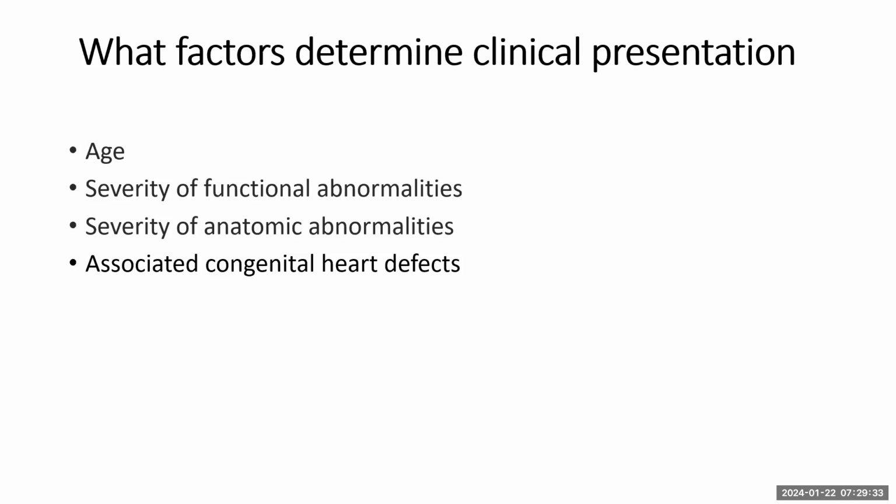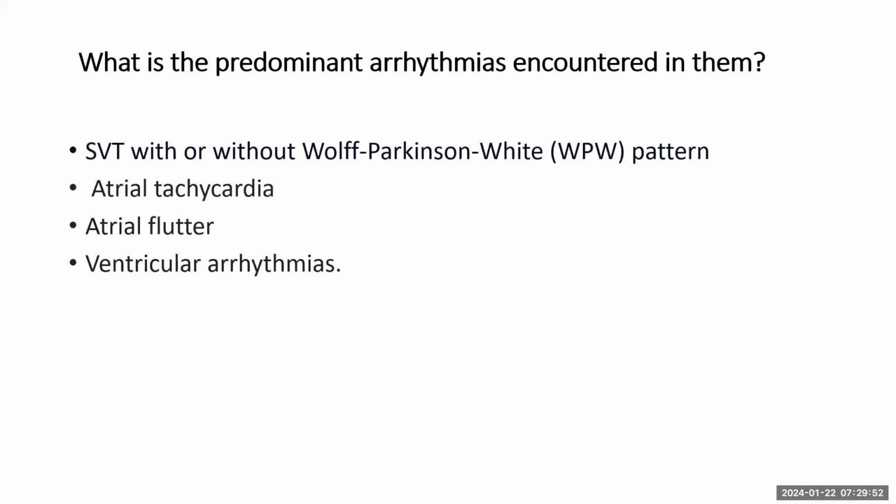The factors that determine clinical presentation include the age of the patient. Infants present in typical ways, then children, young adults, teenagers, and then adults. Then there's also the severity of the functional abnormalities, the severity of the anatomic abnormalities, and the presence of other associated congenital heart defects, which you're also going to see as we go on. The predominant arrhythmia encountered in Ebstein anomaly is supraventricular tachycardia, and this may exist in the form of Wolff-Parkinson-White pattern. You can also have atrial tachycardia, atrial flutter, and ventricular arrhythmias.